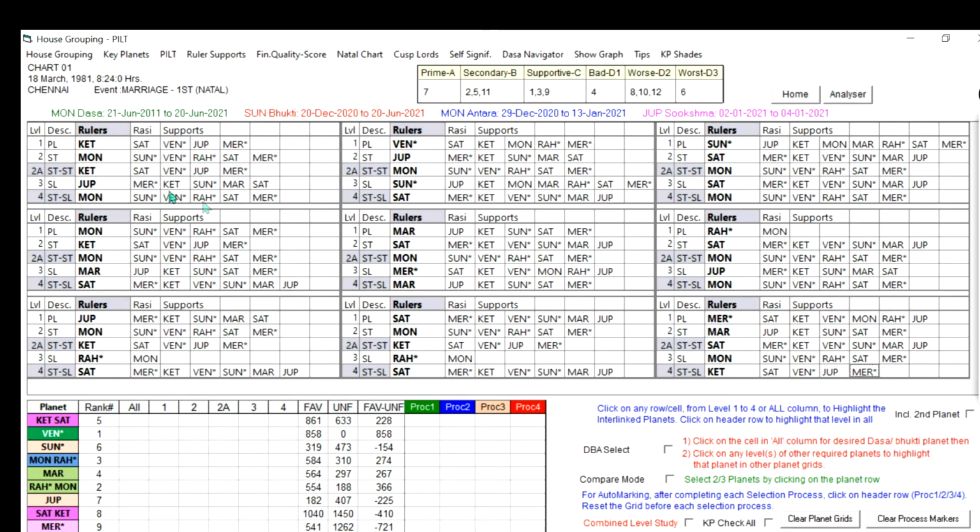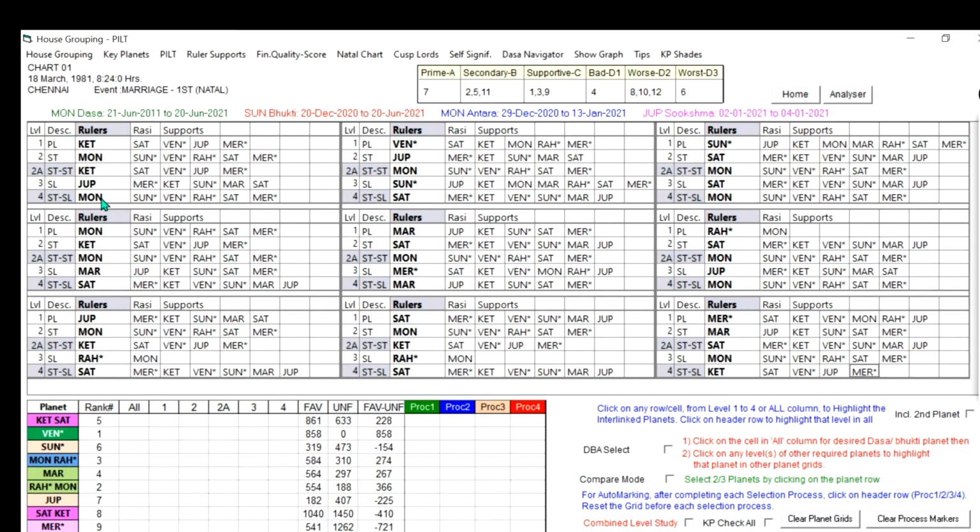For this you can see the PILT tables from Ketu to Mercury. All 9 planets are shown with a small grid wherein each planet has 5 levels: the planet, the star level, the second level, the 2A level which is the star lord of the star lord, the third level which is the sub lord, and the fourth level which is the star lord of the sub lord. For example, Ketu is in the star of Moon, Moon is in the star of Ketu, the sub lord is Jupiter, and the star lord of the sub lord is Moon.